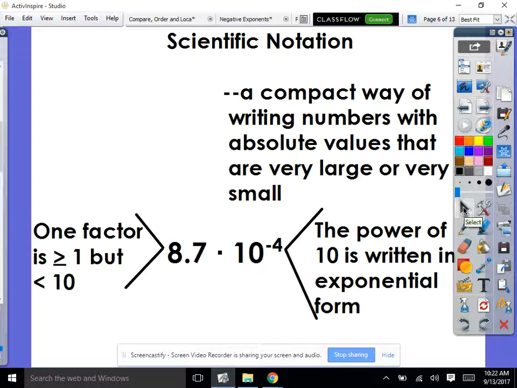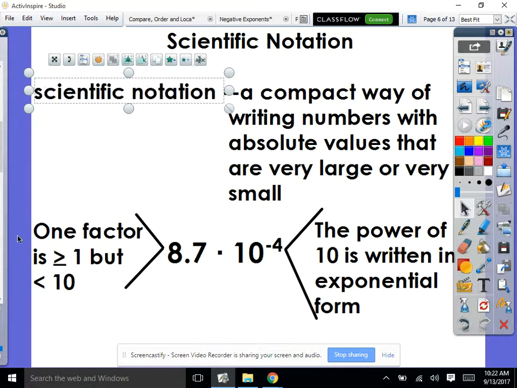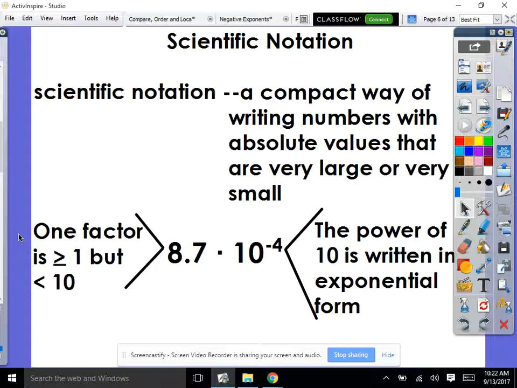So scientific notation is just a compact way of writing numbers with absolute values that are very large or very small. With scientific notation, one factor is greater than or equal to 1, but less than 10. You will only have one digit before the decimal, but you must have one digit. The power of 10 is written in exponential form, times 10, and then this is to the negative fourth power.